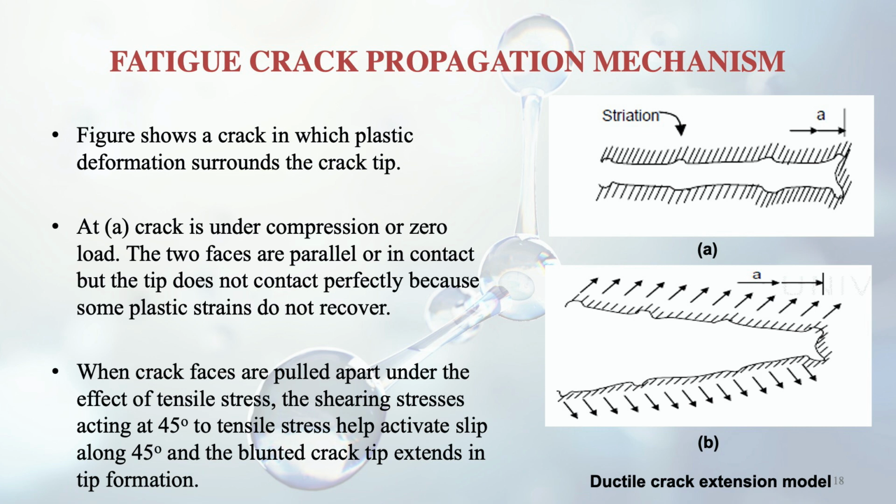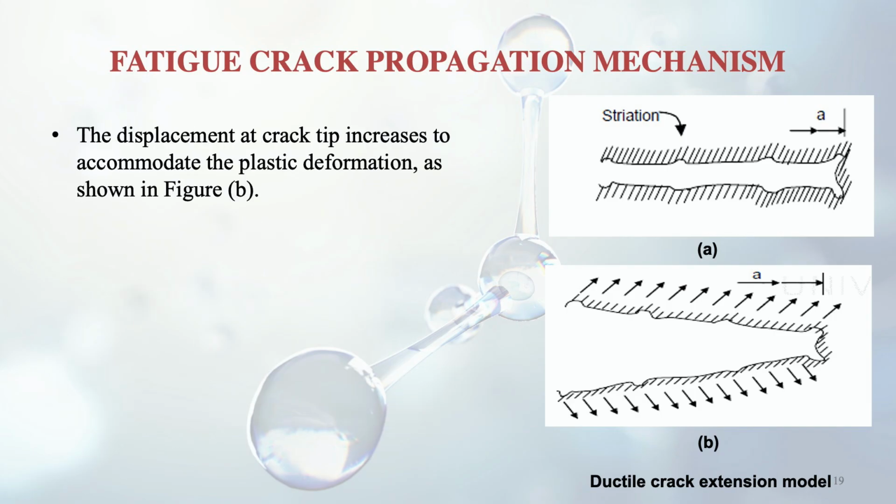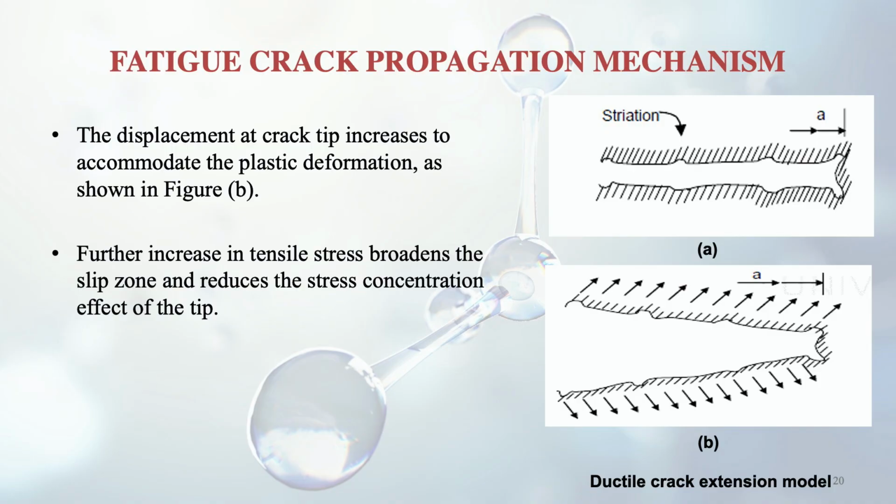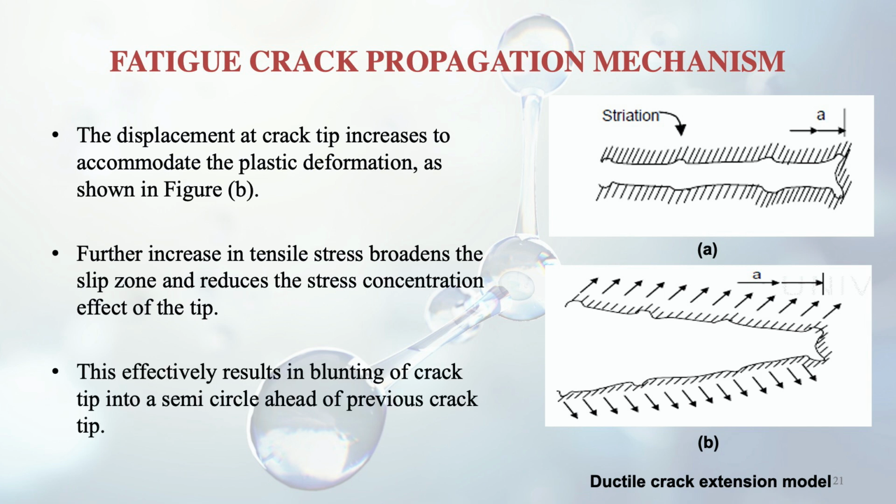And this blunted crack tip actually extends in tip formation. So now you can see it has become larger in size, the tip. The displacement at crack tip increases to accommodate the plastic deformation. Then further increase in tensile stress will broaden the slip zone and reduce the stress concentration effect of the tip. So at the tip, which we had seen in the figure B, the stress concentration will now be less with increase in tensile stress. This effectively results in blunting of the crack tip into a semicircle ahead of the previous crack tip. So it is somewhat like a semicircle.